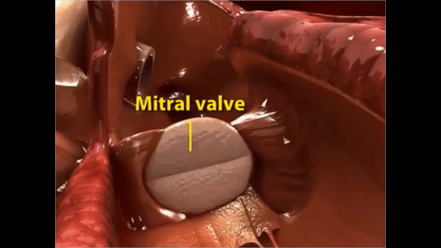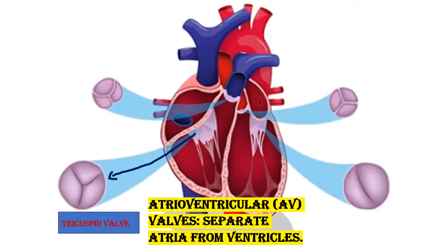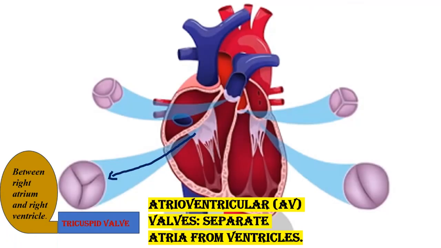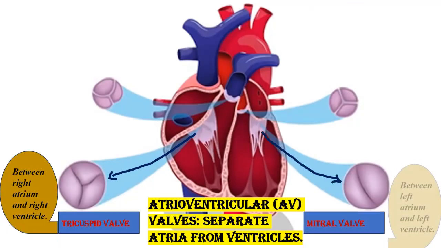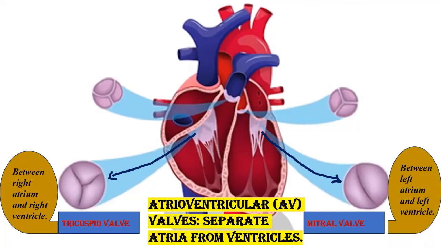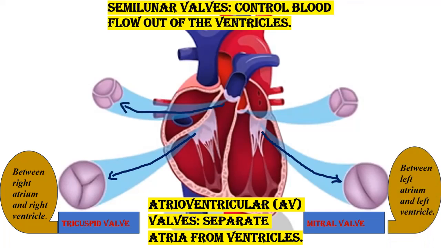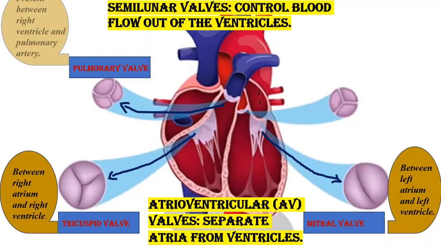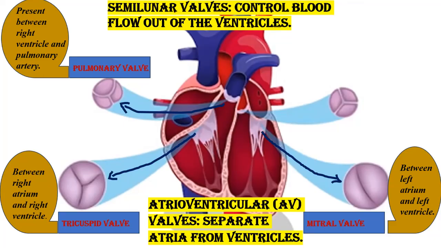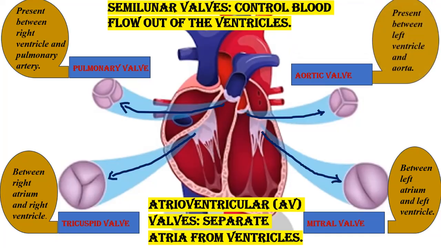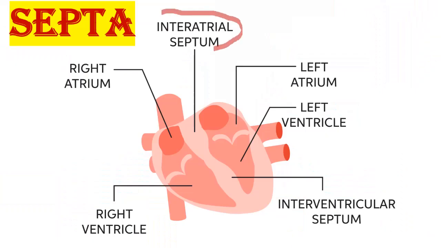Semilunar valves. They control blood flow out of the ventricles. There are two types of semilunar valves. First is the aortic valve and the second the pulmonary valve. So the pulmonary valve is present between the right ventricle and pulmonary artery, whereas the aortic valve is present between the left ventricle and aorta. The next structure is septa. Interatrial septum, which separates the atria, and interventricular septum, which separates the ventricles.